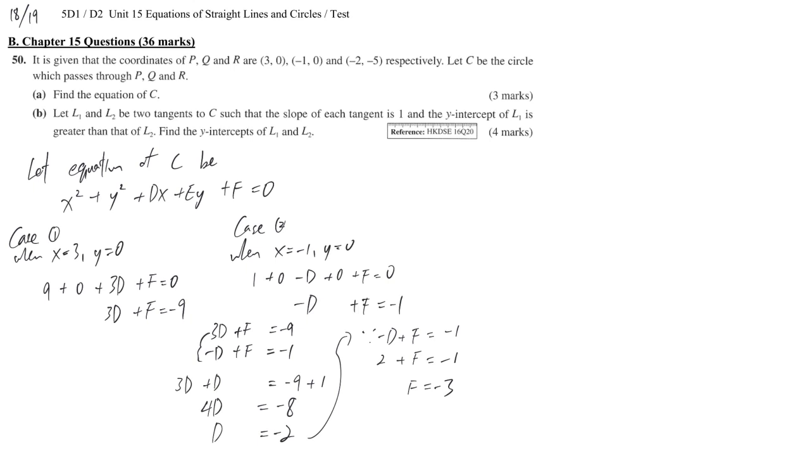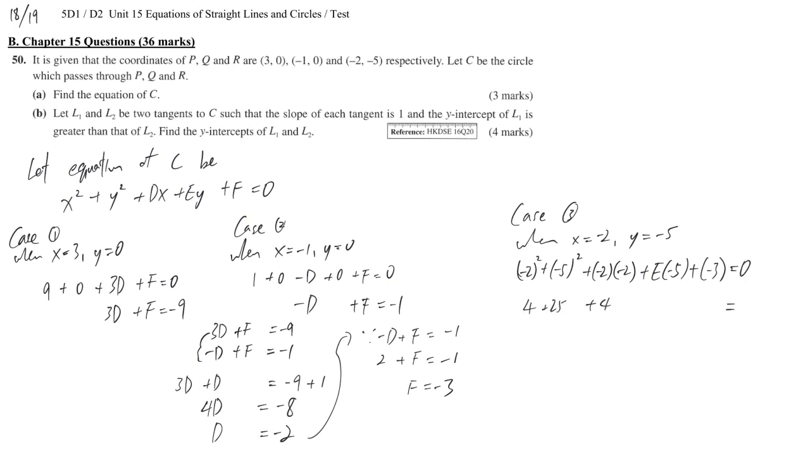Finally, we can focus on the third case. When x is equal to -2, y is equal to -5. So we have (-2) squared plus (-5) squared plus d times x, where d we already know is -2, and then plus e times y, where e is unknown, and f we already know is -3, equal to 0. So we have 4 plus 25 plus 4 minus 5e minus 3 equal to 0. 5e equal to 30, which means that e is equal to 6.